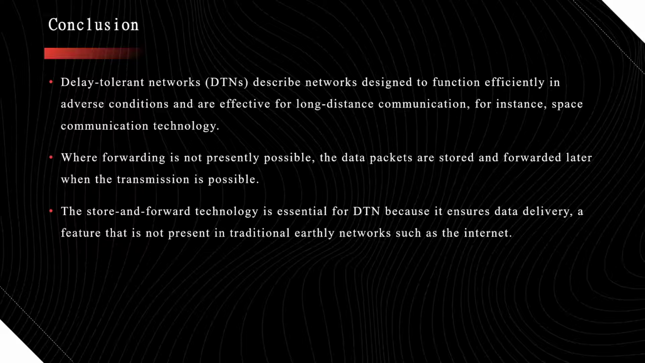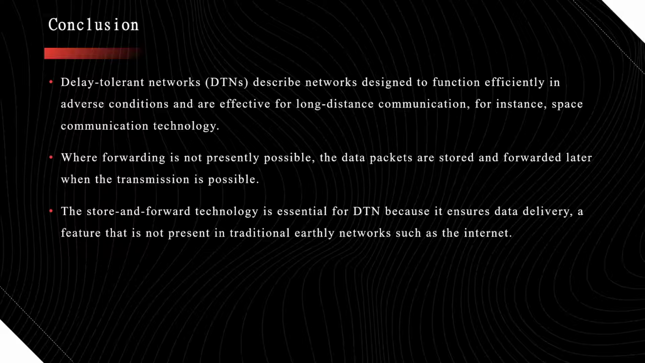In conclusion, delay-tolerant networks describe networks designed to function efficiently in adverse conditions and are effective for long-distance communication. For instance, space communication technology. DTNs are designed to overcome such problems, and they can transmit information effectively, thus guaranteeing dependable internetworking. Data delivery is assured by DTN as it uses automatic store and forward techniques. Where possible, all the received data packets are immediately forwarded. Where forwarding is not presently possible, the data packets are stored and forwarded later when transmission is possible.